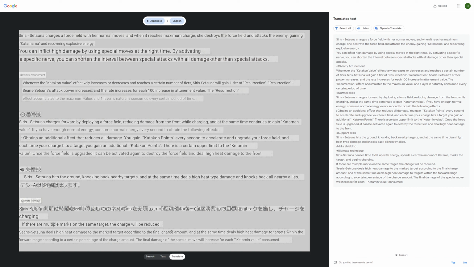So, let me think here. There's this value where she effectively increases or decreases or reaches a certain number of tiers, and she also has a move where she inflicts damage using a force field that breaks. Okay, this one says normal skill, so I'm assuming the first two are like passives, but I don't have enough details, unfortunately. So hang on. I've got Anya in the background there, sorry about that.